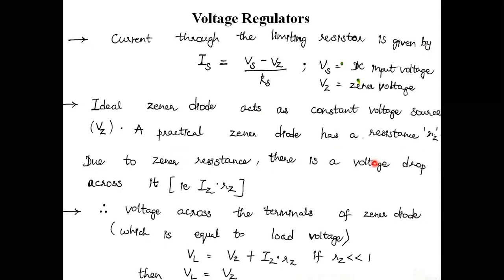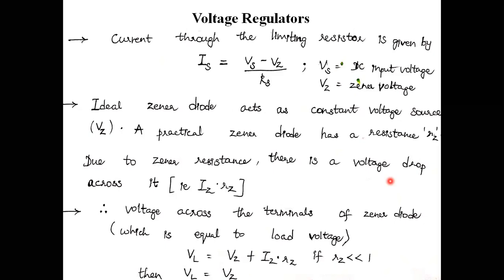But in the practical case, the Zener diode has a built-in resistance. The Zener diode also has some built-in resistance, and we call that built-in resistance RZ. Practically, a Zener diode has a resistance RZ. Due to the Zener resistance, there is a voltage drop. The Zener diode possesses some built-in resistance, and I can treat that resistance as RZ.